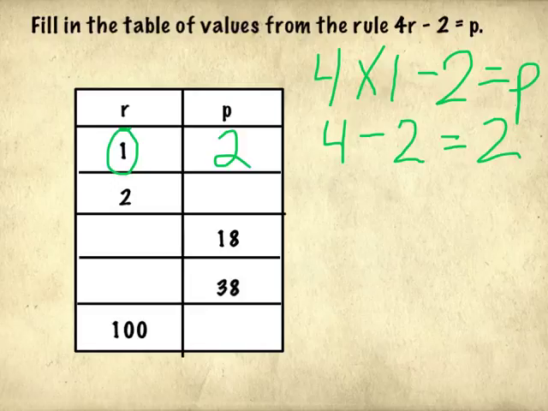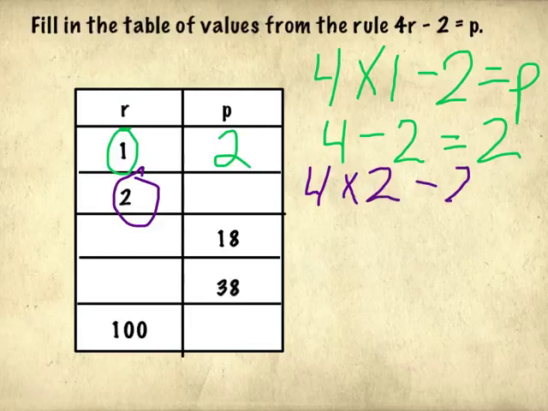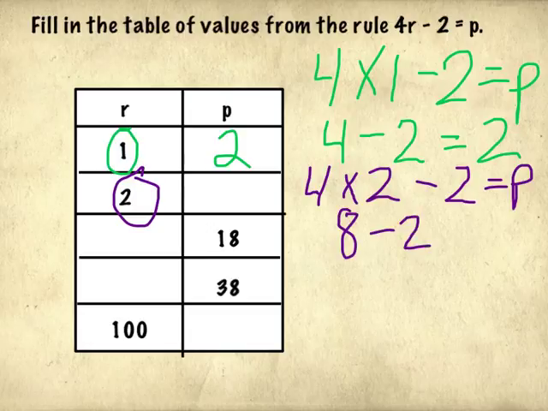Next one, I'll just switch colors. r is 2 now, so I'll sub it in. 4r, which is the same as 4 times r. r is 2, minus 2 equals p. 4 times 2 is 8, minus 2 is 6, which means p is 6.